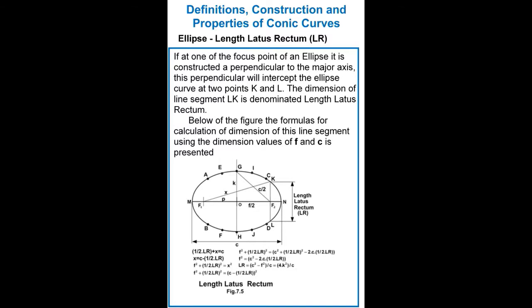This slide presents the definition of the line segment called the latus rectum. If at one of the focal points of the ellipse a perpendicular to the major axis is constructed, said perpendicular will intercept the ellipse curve at 2 points, K and L. The dimension of the line segment KL is called latus rectum. In the figure, the formulas for calculating the dimension of this line segment are presented, using the values of the dimensions of the focal distance f and the definition constant of the curve C.